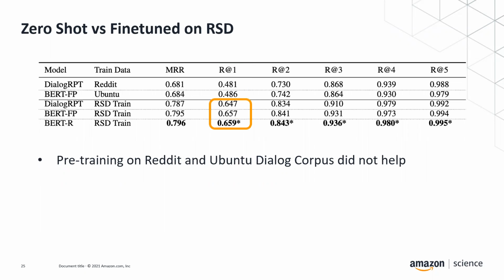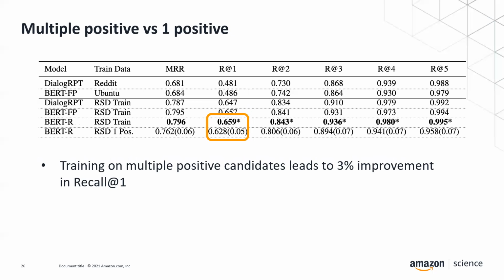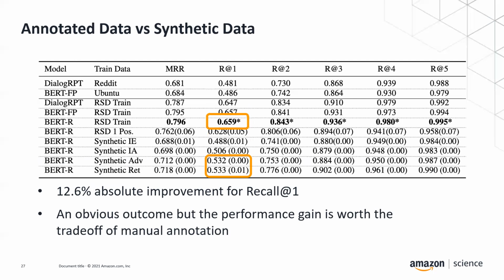But for this result, if we just fine-tune on just BERT base, this outperforms fine-tuning dialog RPT on our data and BERT FP, which shows that pre-training on the Reddit and Ubuntu dialog corpus didn't actually help us for this task. And this could be because all our dialogs are spoken interactions versus Reddit and Ubuntu, which are more text-based interactions. Training on multiple positive candidates versus 1 leads to a 3% improvement in recall at 1.